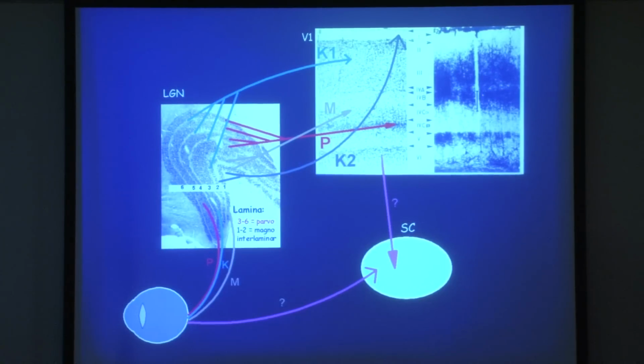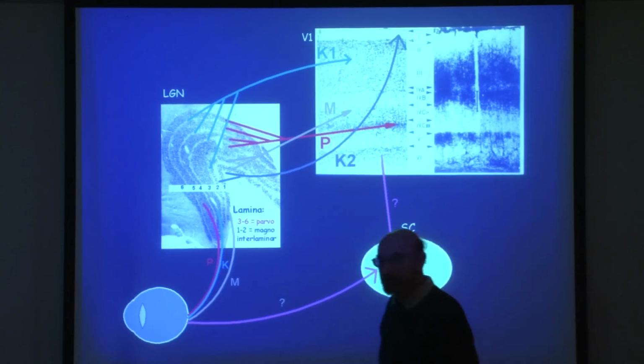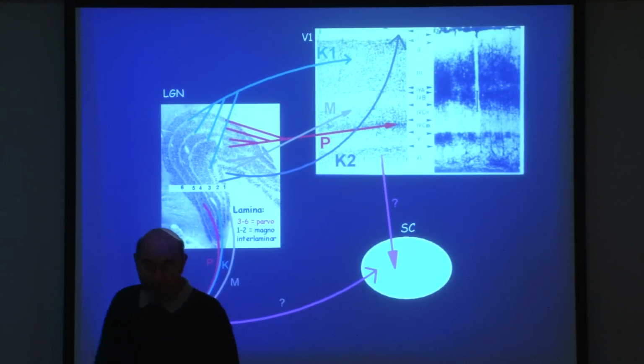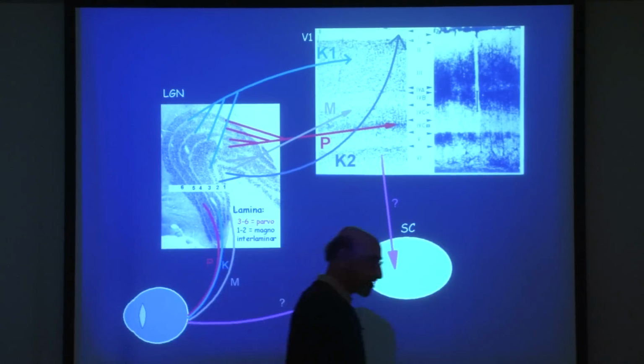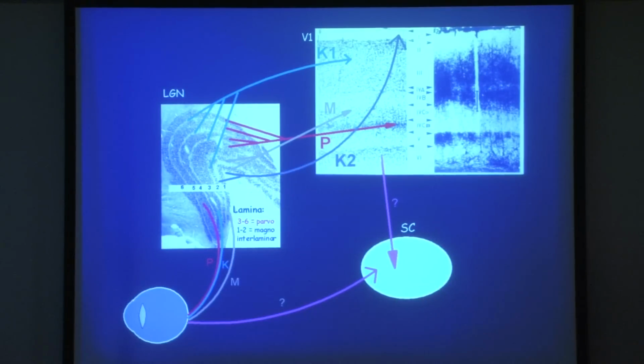You can do the same thing also, and I'm going to talk about that as well, to see what happens in terms of inputs to the colliculus from the cortex. So let's talk about each of those, and that will give us a better sense of what the projections are from the retina and from the cortex to the colliculus.